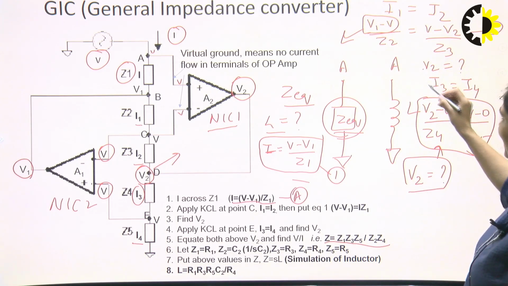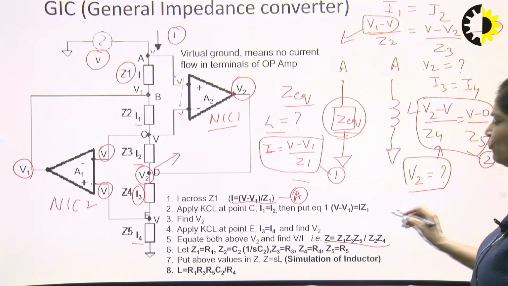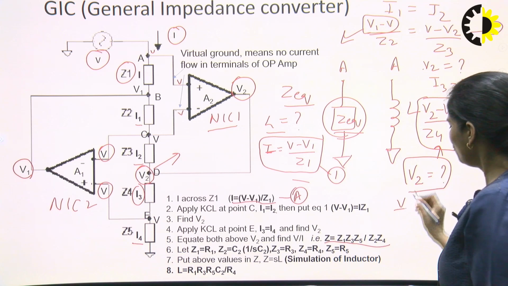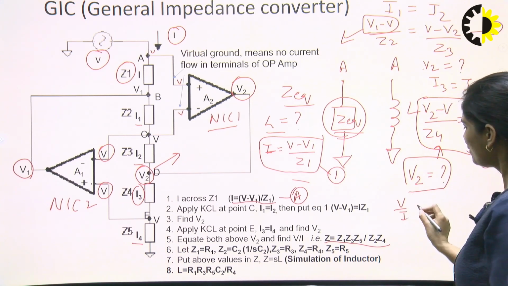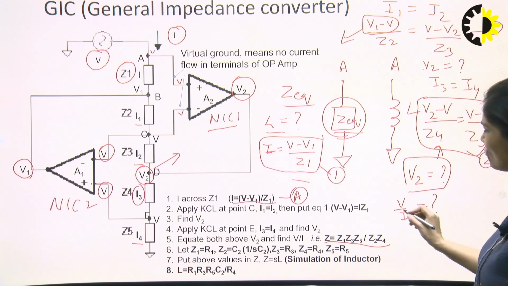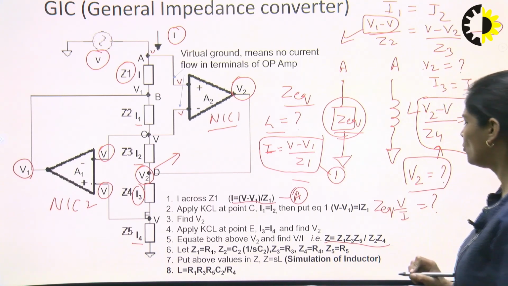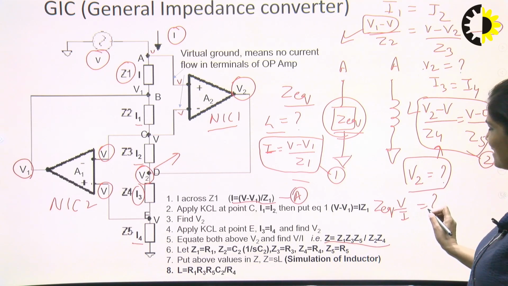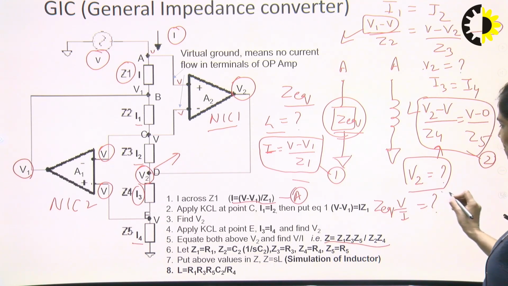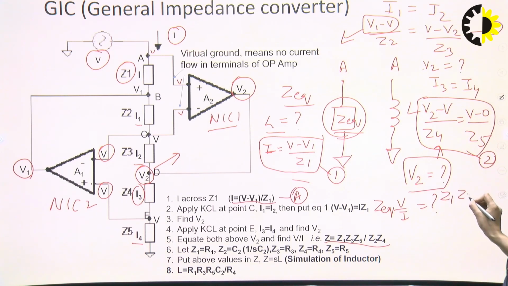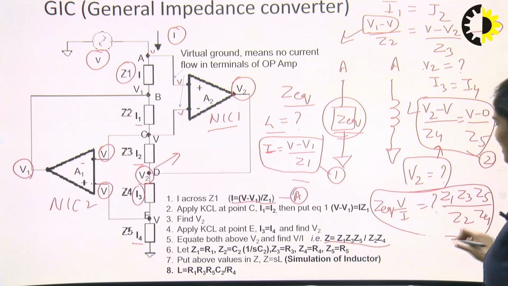So you can equate V2 and you will get something here, V upon I is equal to something. So V upon I is how much? V upon I is Z equivalent. So Z equivalent is how much? Your output should be Z1, Z3, Z5 upon Z2, Z4. So this should be your output Z equivalent.